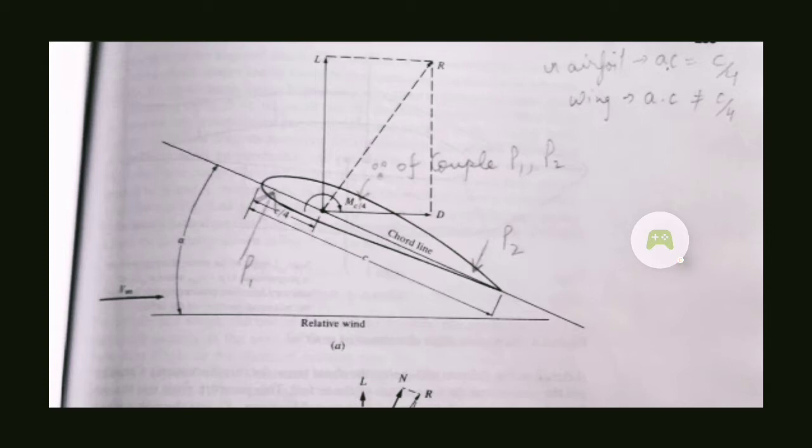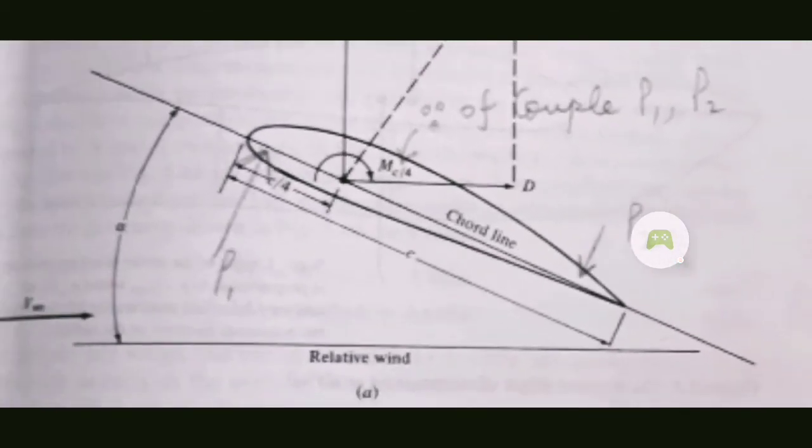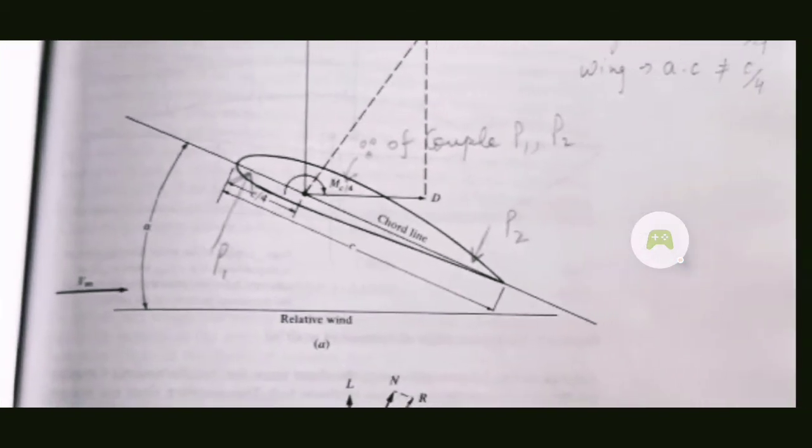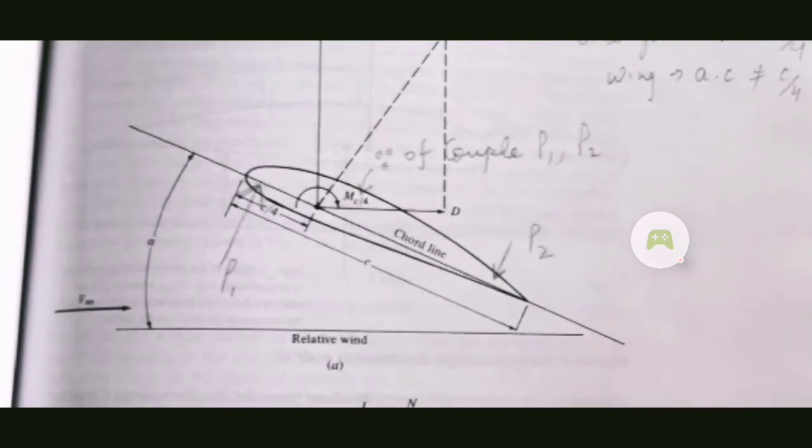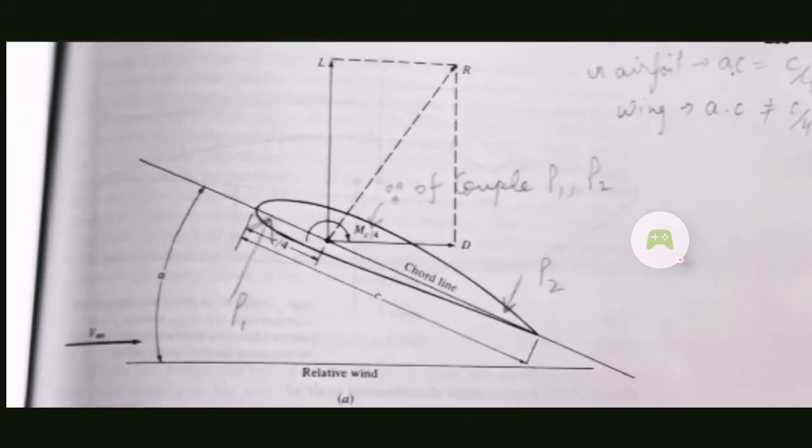And if you closely observe, there is a moment about the quarter chord point, that is at 1/4 of the chord line, which is represented by capital M subscript c/4, quarter chord c divided by 4. And this moment is because of the change in angle of attack of the wing. So as the angle of attack changes, the moment about this quarter chord point also changes.